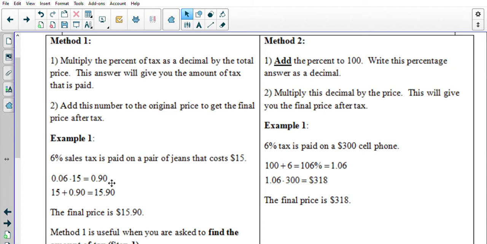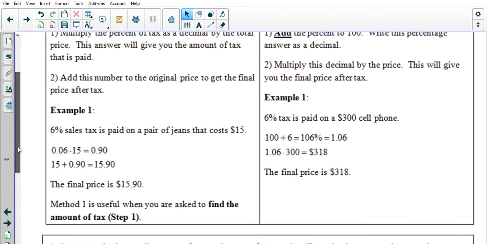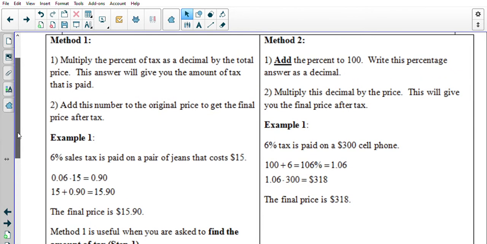Method 1, kind of like when we talked about method 1 for discounts, is really useful when you're asked to find the amount of tax that's going to be paid. Now you have to be a little careful because there are some items that aren't taxable, so there are some things that you will not pay tax for. If you're really interested, you could look that up. It's very confusing to try to figure out what is taxable and what isn't, but there are some items that you don't pay sales tax on.